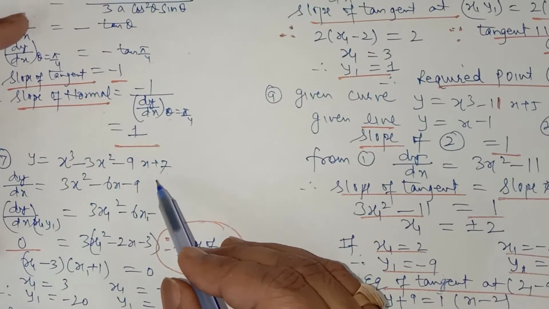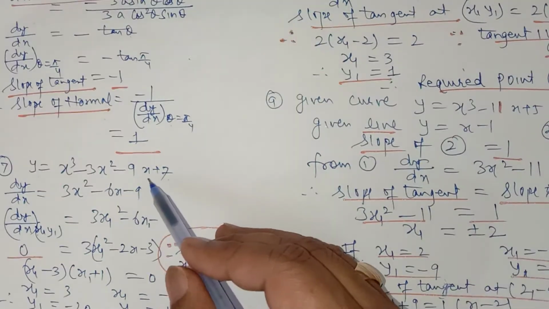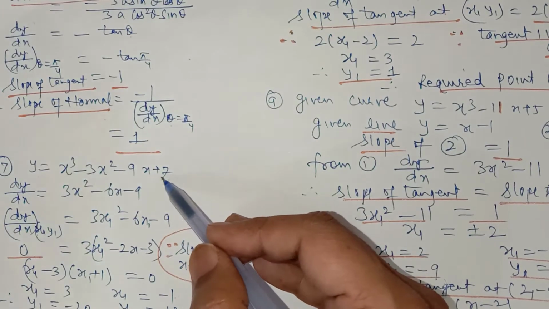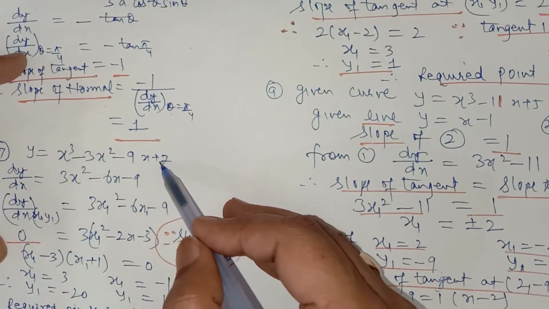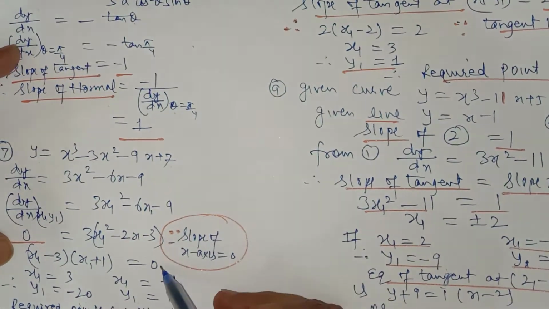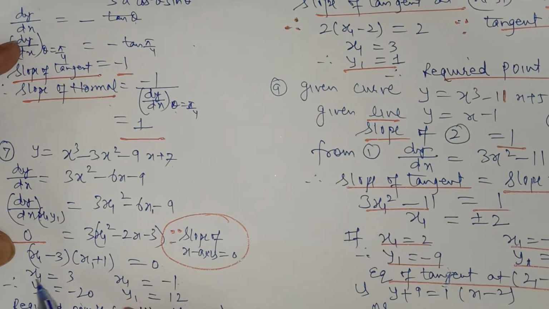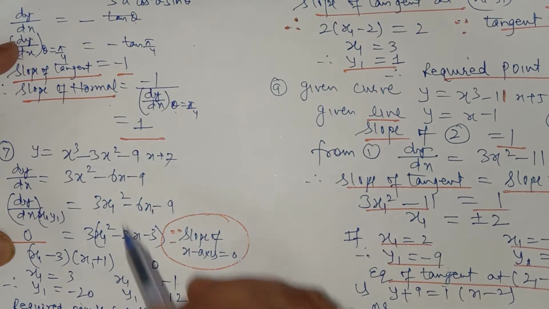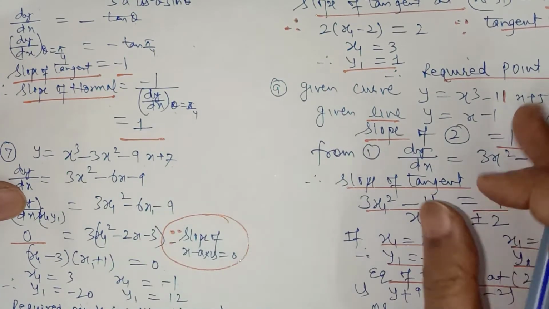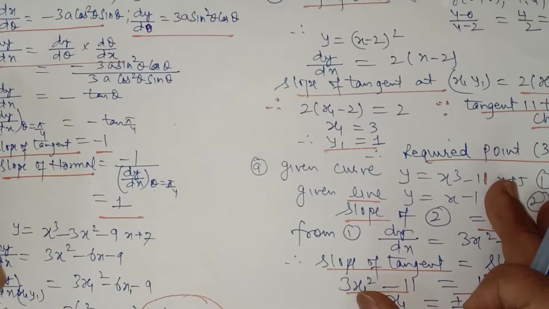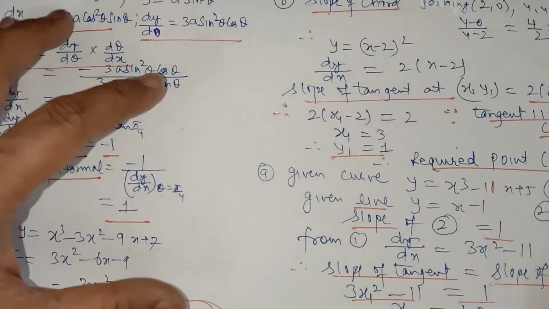It is given that you have to find the coordinates of the point where the tangent to the curve is parallel to the x-axis. So first of all we find the slope of the tangent and put it equal to 0, because the slope of a line parallel to the x-axis is 0. By doing this, you get the x coordinate, and putting the x coordinate in the original curve, you get the y coordinate, and you can find the required coordinates.